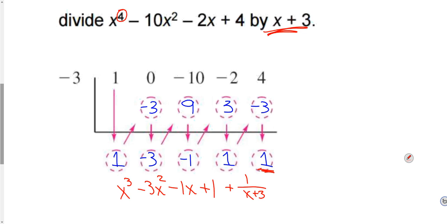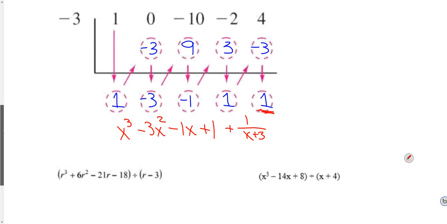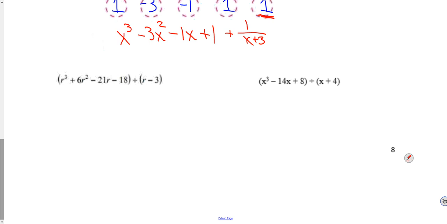What do you guys think about this? It's easy, right? It's way faster than long division. But again, the only reason we can do it is because of this right here. If that would have said 2x, we can't do it. If it would have said x squared, we can't do it. We have to use long division on those kinds. So I want to pause for a second here, and I want you to try one. Try this one.